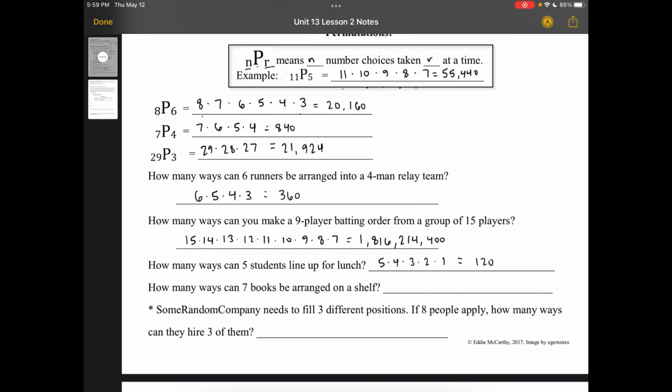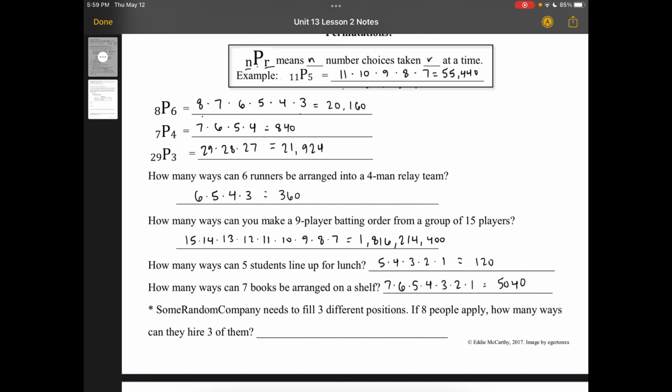We do the same thing with the ways that books can be arranged on a shelf. 7 times 6 times 5 times 4 times 3 times 2 times 1, which gives us 5,040.